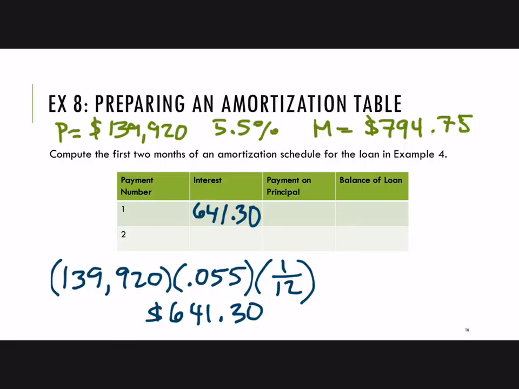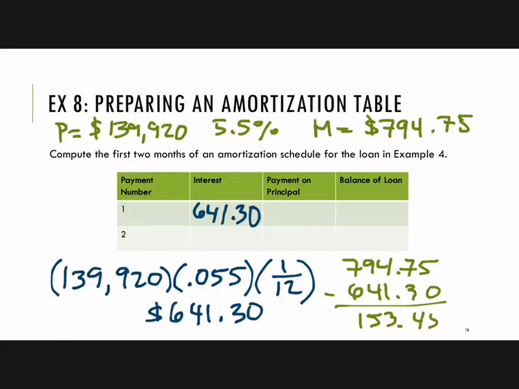Then the payment on principal would just be whatever's left from the monthly payment that did not go towards interest. So take the $794.75, that's the monthly payment, subtract the amount that went towards interest, and whatever's left is what goes towards the principal. This month it's $153.45.